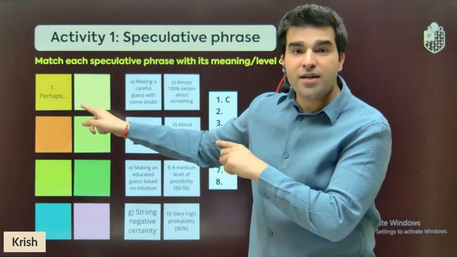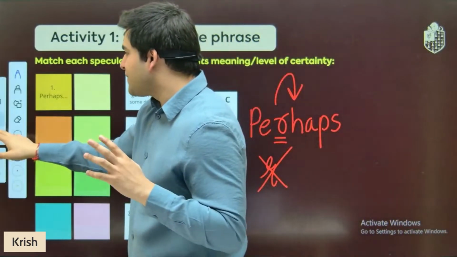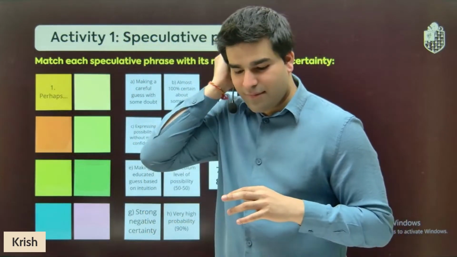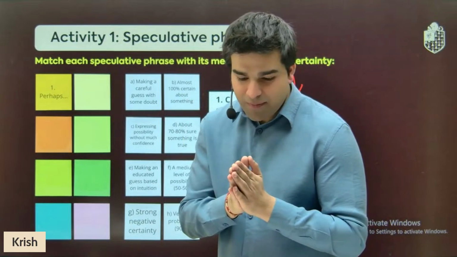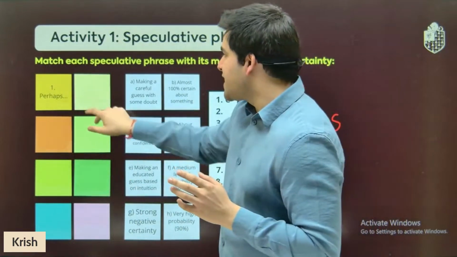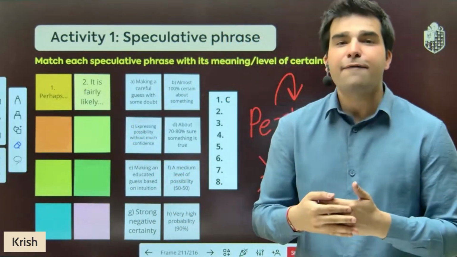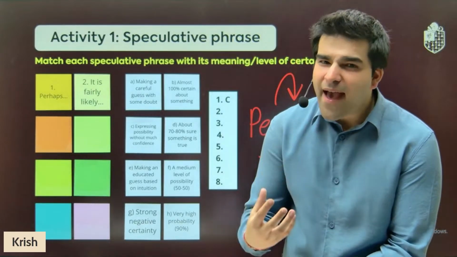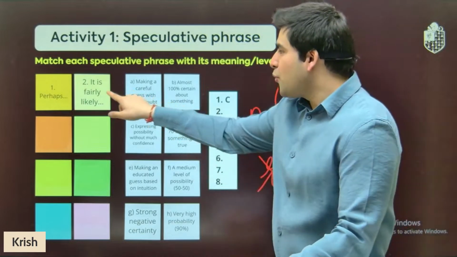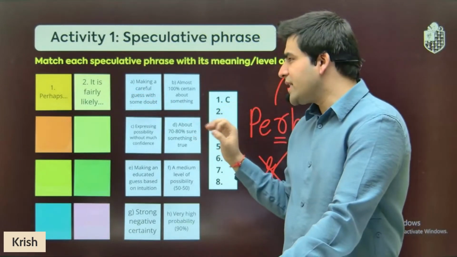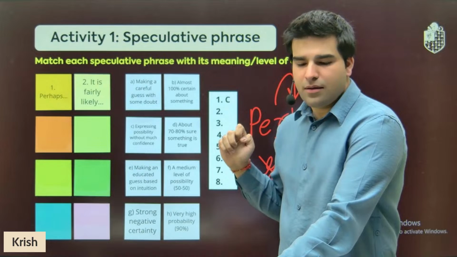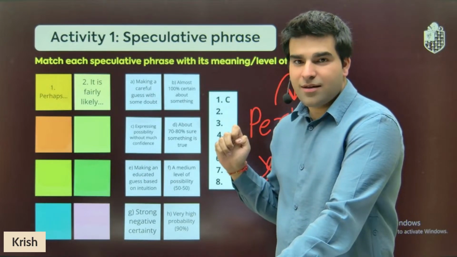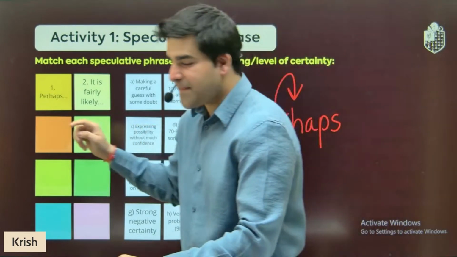Let's now move to phrase number two. All right, on your mark, fingers on the chat box. Thank you, Jayanti. Superb. Aradhya, wonderful. The next phrase is, it is fairly likely. Once again, it is fairly likely. Which one do you think is number two on the right-hand side? Waiting for your answers.